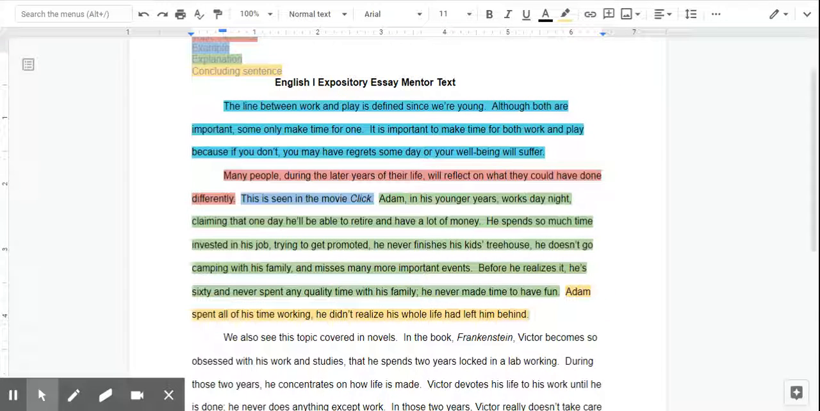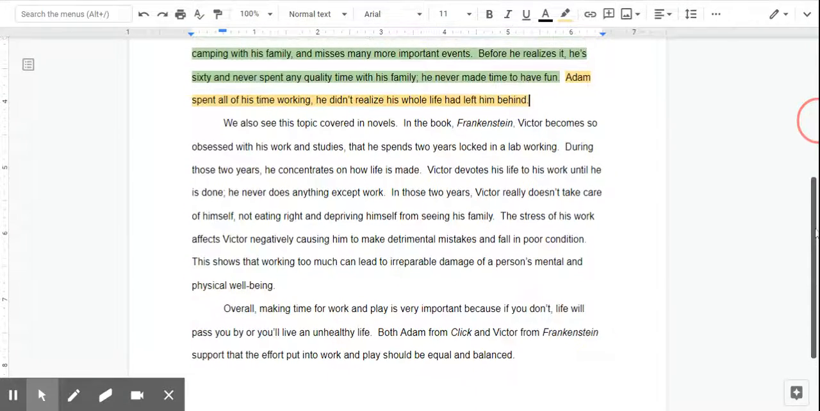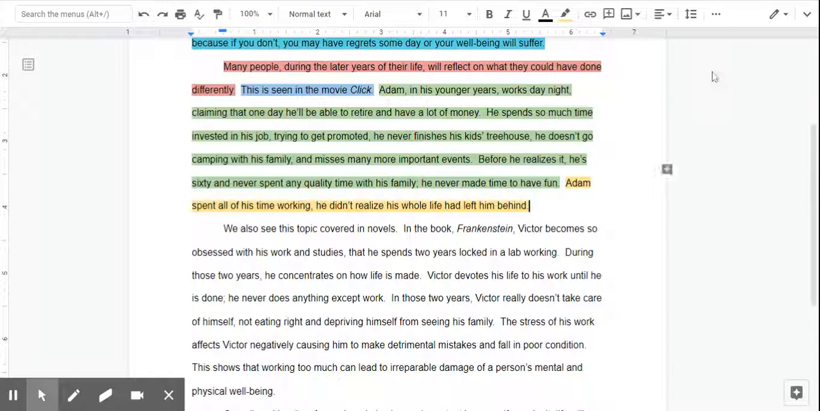All right, so I'm going to have you practice this in the next slide with paragraph 2, identifying each sentence type, and then we'll come back together and talk about it further.